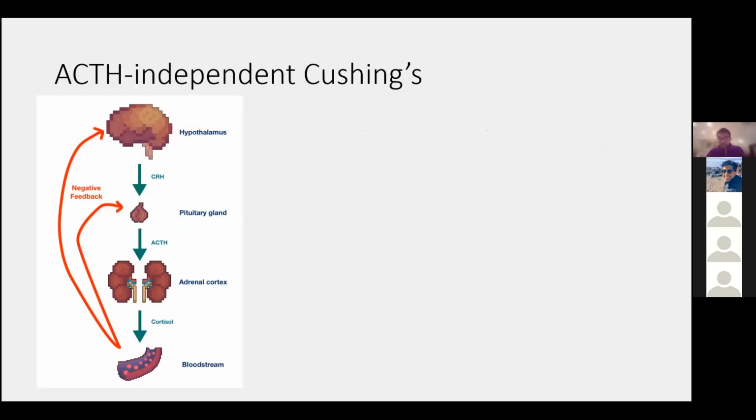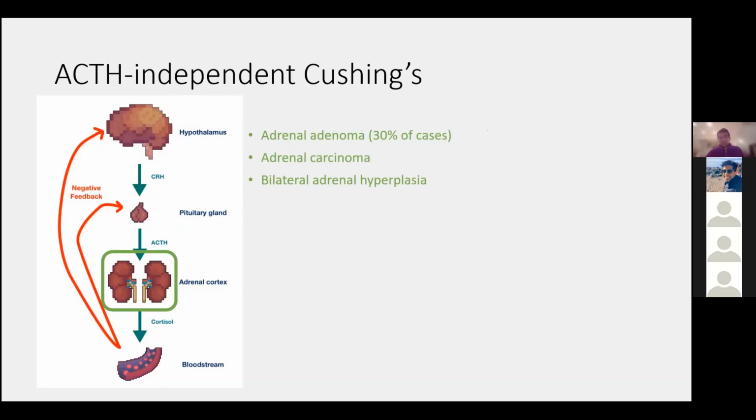ACTH independent causes of Cushing's disease are due to the adrenal cortex producing cortisol independently of ACTH control. So this can be due to an adrenal adenoma, an adrenal carcinoma, or bilateral adrenal hyperplasia. And finally, an important thing to think about is whether the patient is actually on steroid treatment. So are we artificially or iatrogenically giving them excess cortisol, and this is causing them to have symptoms? And this obviously will have negative feedback and cause ACTH secretion to be reduced.